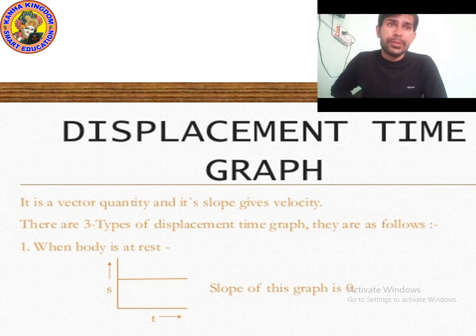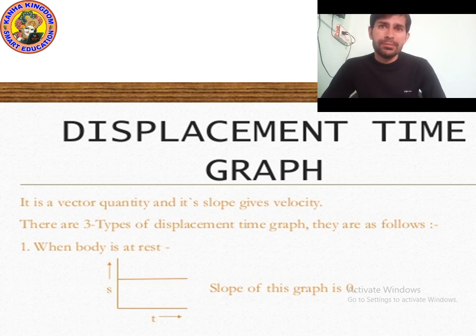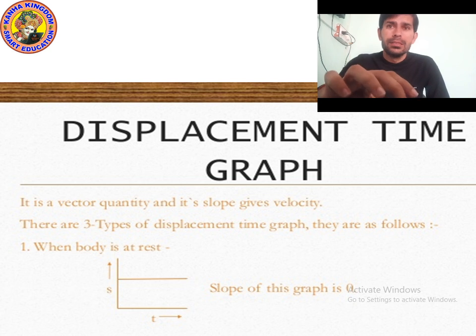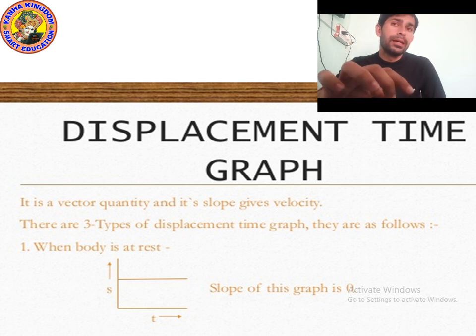As you can see, this is the displacement-time graph. This is the graph actually when the body is at rest. When the body is at rest, that time the graph will be parallel to the x-axis, parallel to the time line.